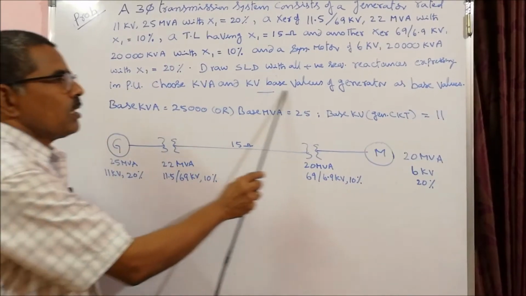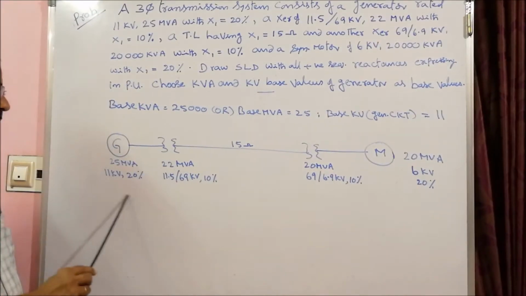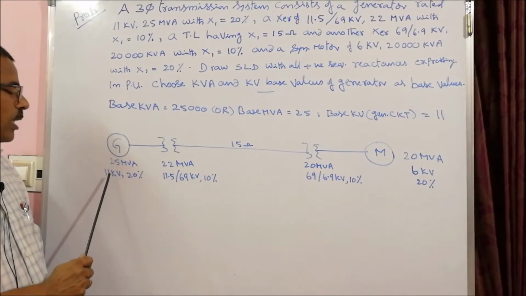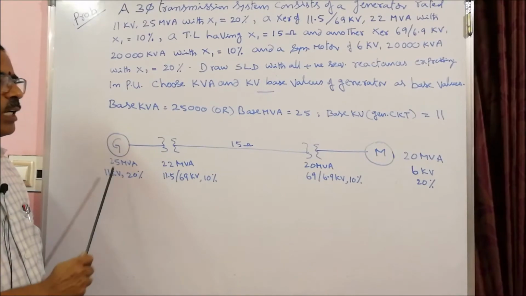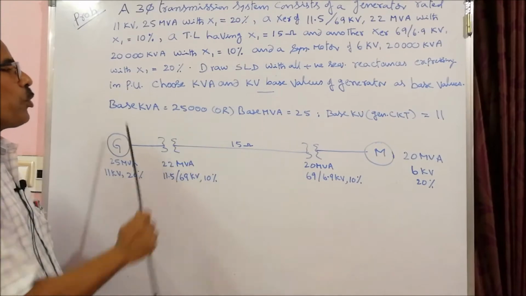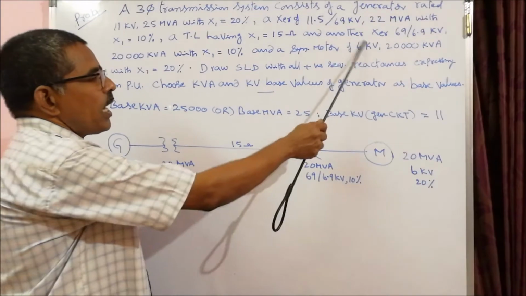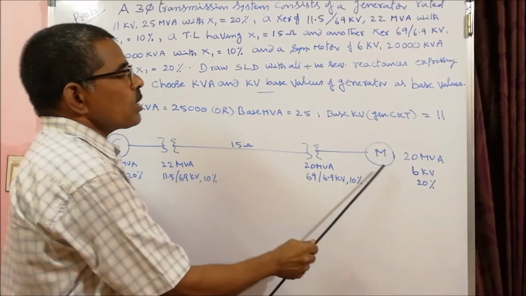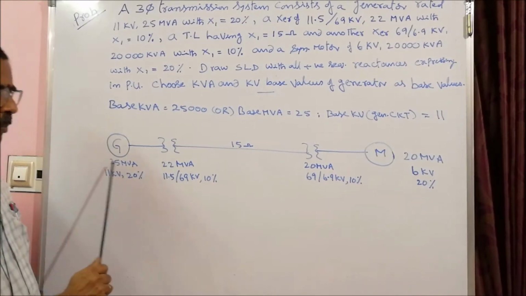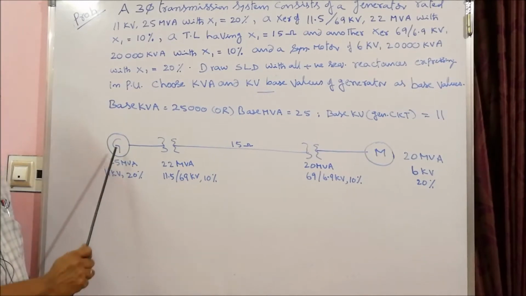As asked, we are choosing these base values. That means the generator MVA is chosen as base MVA, and 11 kV, the generator kV, is selected as base kV. The system given, if you draw it, has a generator, a transformer, a transmission line, another transformer and a synchronous motor. So the power system single line diagram is given here with its ratings.